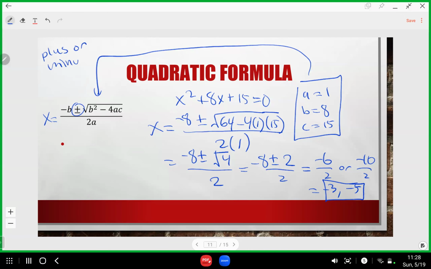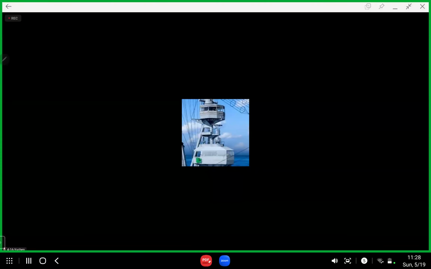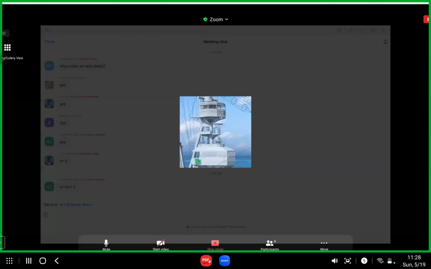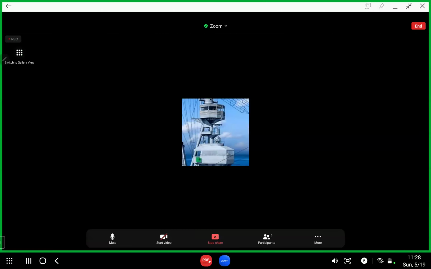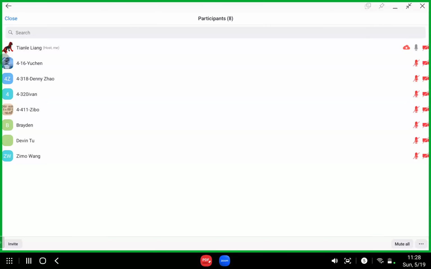By the way, if you do not know, plus or minus is just plus or minus. So this is going to give you the two terms, right? Because you either add the square root of b squared minus 4ac or you subtract. So that gives you two terms. So are there any questions on this? Any questions?